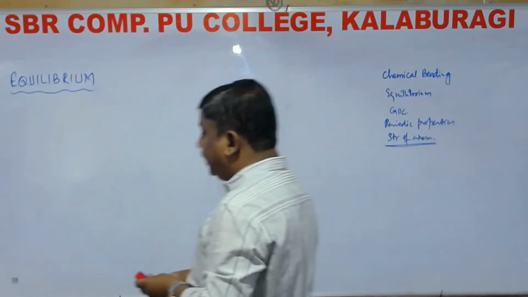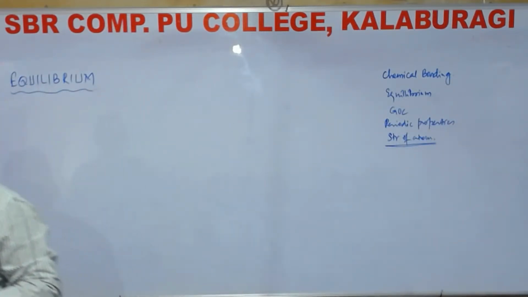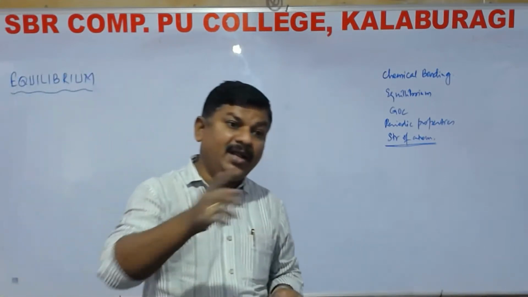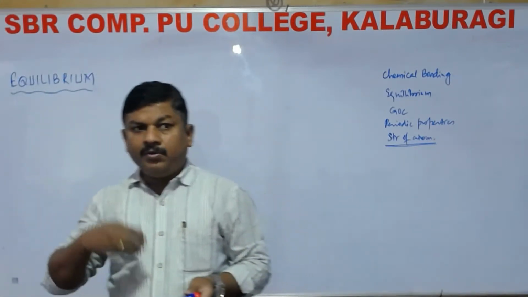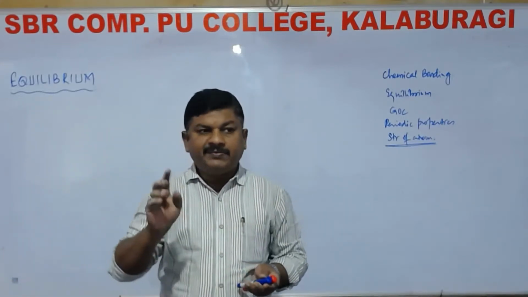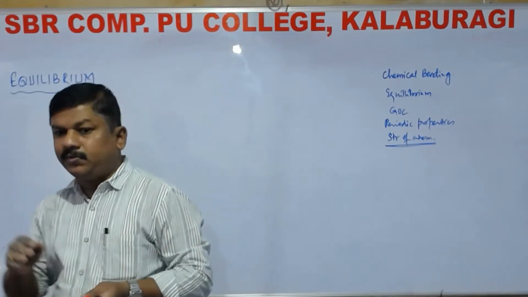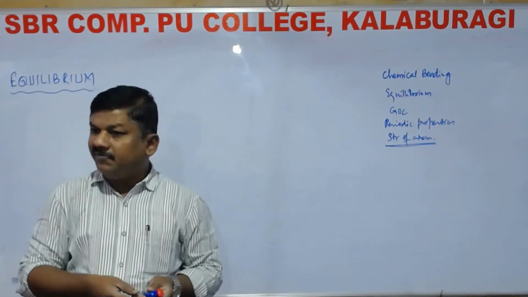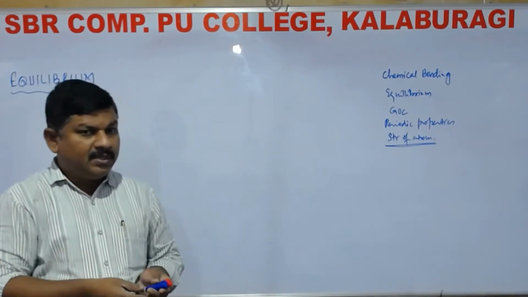The equilibrium topic has 2 parts: one is chemical equilibrium, and the next is ionic equilibrium. We have to go through several concepts in this topic. In chemical equilibrium, first we have to discuss the meaning of equilibrium and how equilibrium takes place in different physical processes.